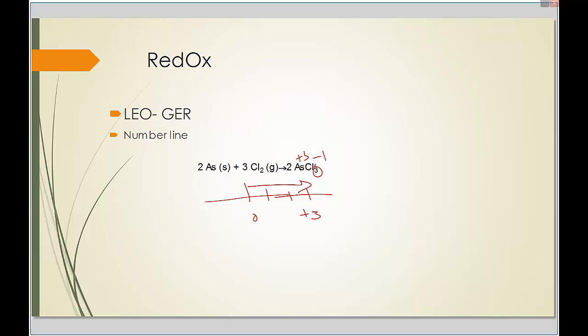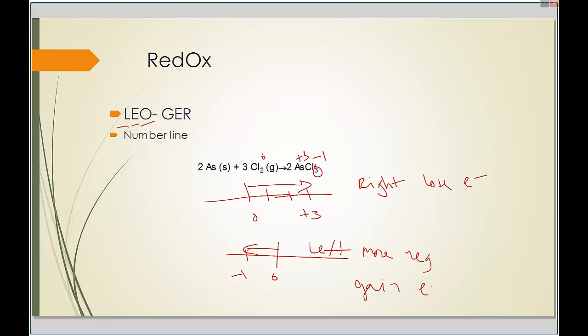So lose electrons, oxidized. Chlorine, however, is starting off at 0 and becoming more negative as it goes to -1. It's going to the left. It's becoming more negative, which means it's gaining electrons. Gain electrons reduced. So if we were to match these up, the As was losing electrons, so that means it's oxidized, and the Cl is gaining electrons, which means it's being reduced.